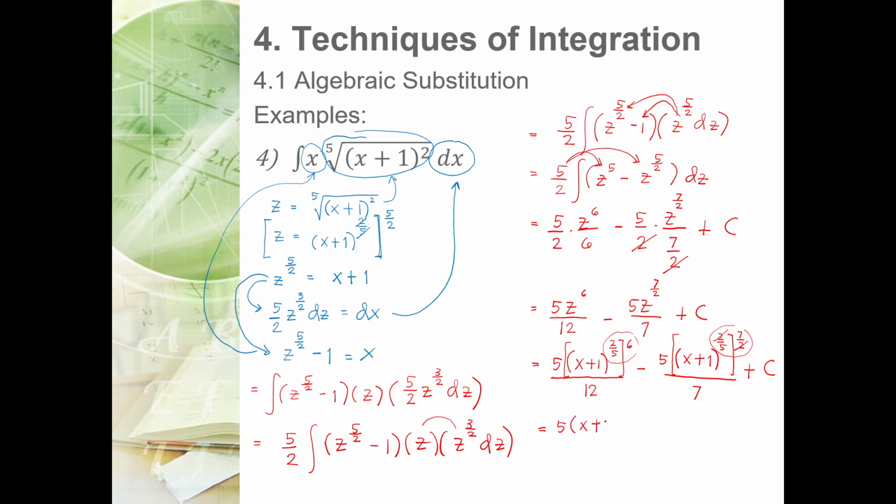x plus 1. So di ba, mark na siya napa-advantage if you're going to use the exponential form or the exponential version. So 12 over 5 all over 12 minus 5 times x plus 1, 7/5 all over 7 plus C. So this is the final answer.